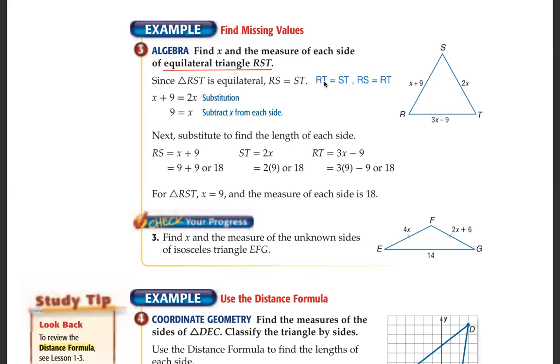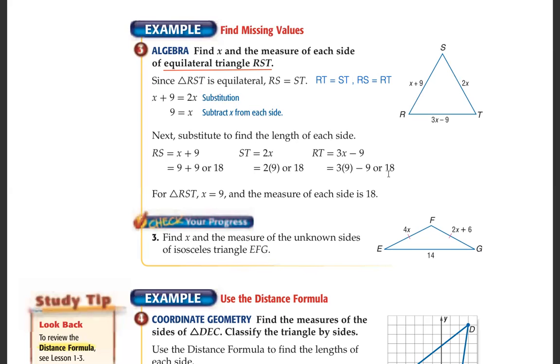But for checking purposes, you can replace the x in each of the other two sides and see if they all end up having the same answer. So RS is 18, ST is 18, RT is also 18. That validates that your answer x, which is equal to 9, is correct. Because if your x is not correct, when you replace it in your RS, your ST, and your RT, they will give you different answers.